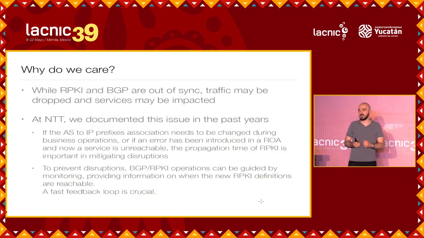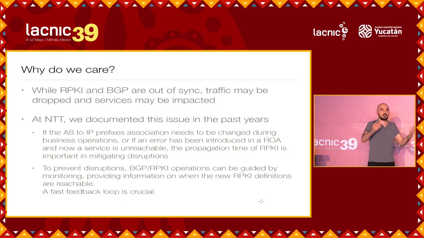But why do we care about this? It's because while BGP is much faster, RPKI is slower, and then we have a moment where BGP and RPKI can be out of sync, and if they are, traffic may be dropped and services may be impacted. At NTT, we experienced that since the early beginning of our deployment, and I started documenting this issue in past presentations. In summary, if you have to change one of these prefix to AS associations for operational reasons, or you made one of those associations wrong, then having a lot of time between the moment that you correct it and the moment that other internet service providers are able to use it is going to impact your services. And so a shorter time helps you to mitigate this type of thing.